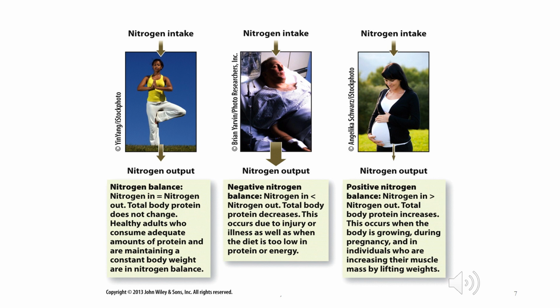This indicates that more protein is being broken down than is being synthesized, so body protein is decreasing. Negative nitrogen balance occurs due to injury or illness, as well as when the diet is too low in protein or calories. The last picture is an example of positive nitrogen balance, or when nitrogen intake is greater than nitrogen output. This indicates that there is more protein synthesis than degradation, so the body is gaining protein. This occurs when the body is growing, during pregnancy, and in individuals who are increasing their muscle mass by lifting weights.